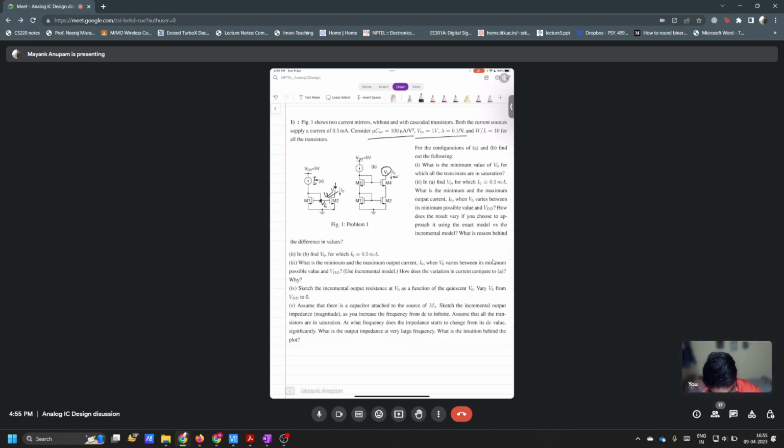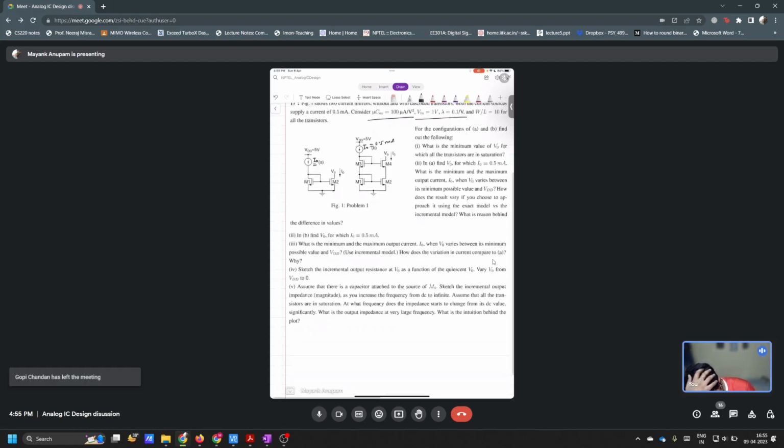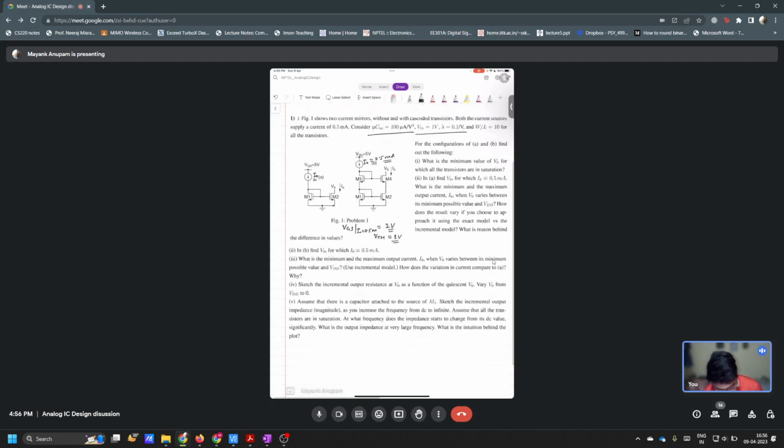Now how will you find the minimum voltage V naught here? Ensuring M2 is also in saturation, and at the same time ensuring M4 is also in saturation. So let me give you the numbers. I naught is equal to 0.5 milliamps. The VGS required for I naught equal to 0.5 milliamps is 2 volts, and VTH is equal to 1 volt. This is easy to find out.